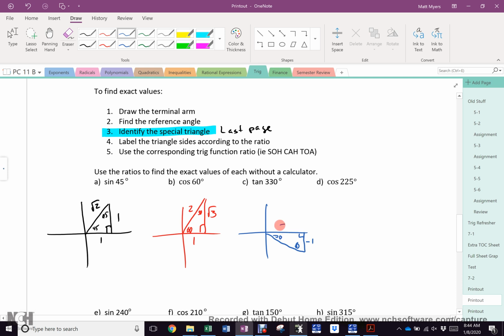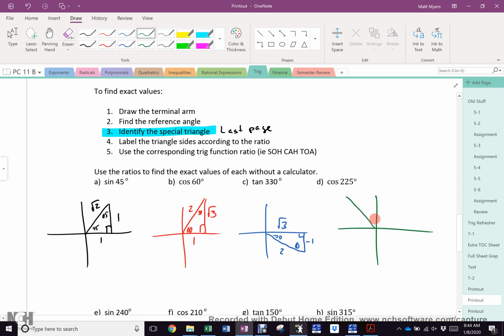That's 2. What's this? It's not 2, is it? 3 people said it was 2. What is it? That's the root 3. What's this? 2. And then you do sine, cos, tan. And lastly, 225. That's going to be out there.